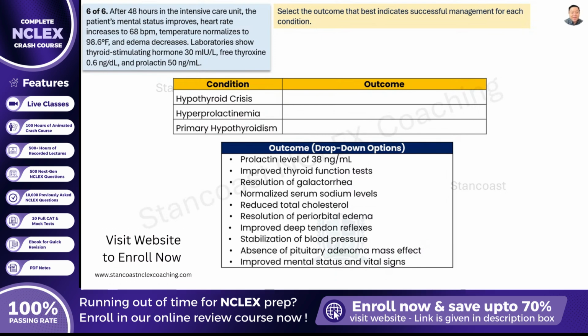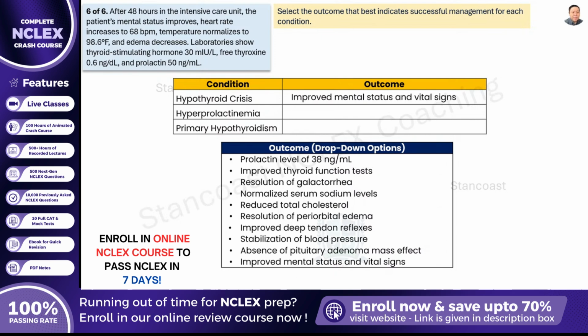So for the hypothyroid crisis, the outcome should be improved mental status and vital signs. These are the best indicators, especially when a patient is in a hypothyroid crisis, because we are dealing with a life-threatening state of extreme hypothyroidism. And the early signs that our treatment is working won't necessarily come from the lab test. They'll show up in how the patient acts and how they feel.